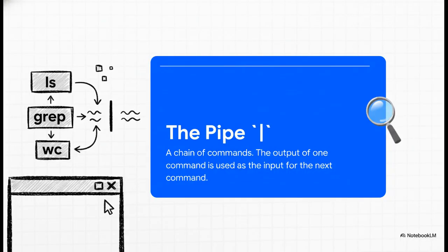And that smarter tool is the pipe. It's that vertical bar character on your keyboard. Honestly, this is a real game changer in Linux. The pipe lets you chain commands together. Think of it like this. It takes whatever comes out of one command and sends it directly into the next command as its starting material. It's like an assembly line for your data.